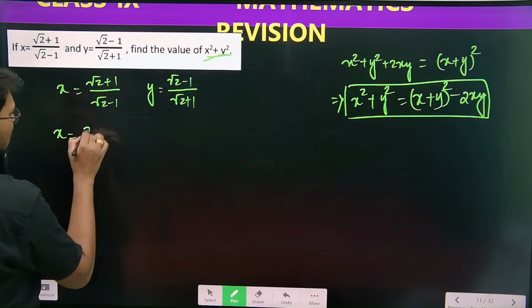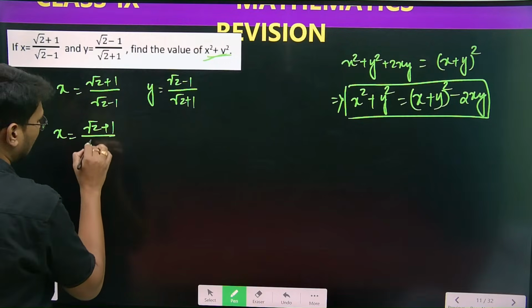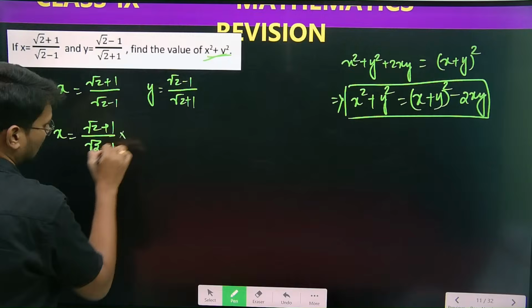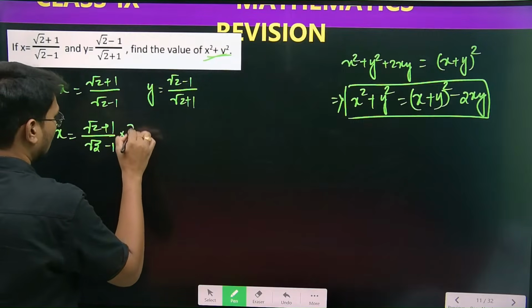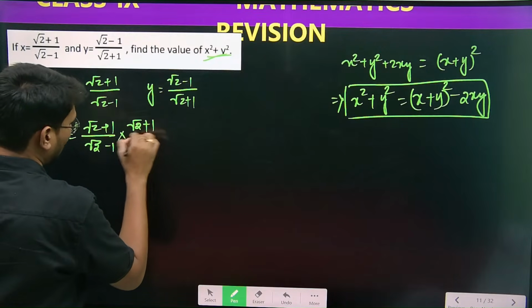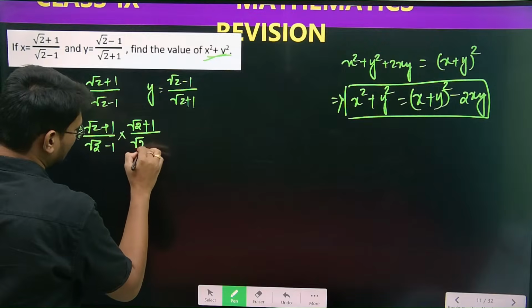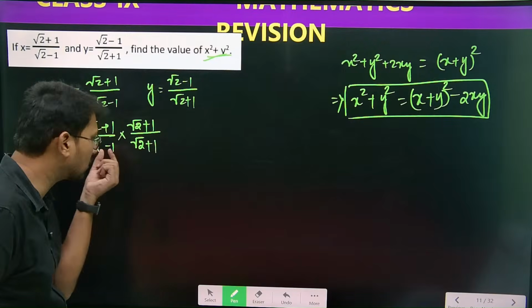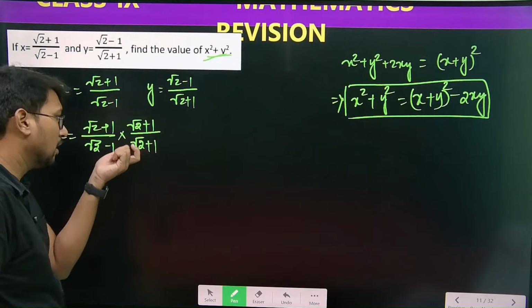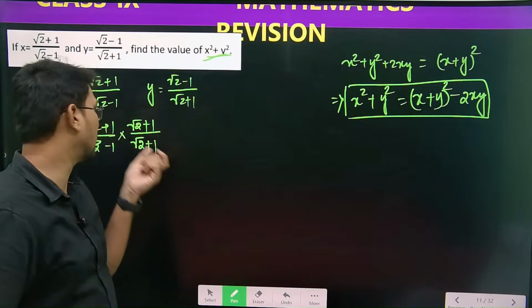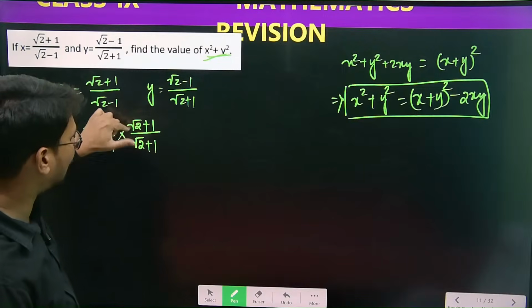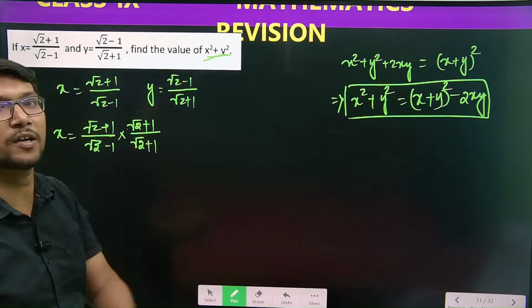x is equal to root 2 plus 1 by root 2 minus 1, multiplied by how much? Root 2 plus 1 by root 2 plus 1. This is the conjugate of which one? Root 2 minus 1. And if we multiply only the denominator, it will not be balanced. For balancing, we have to multiply both numerator and denominator.